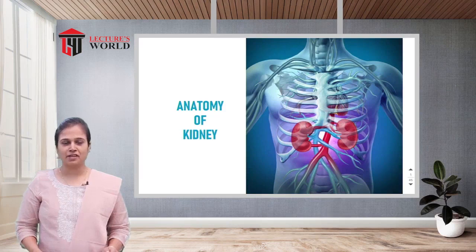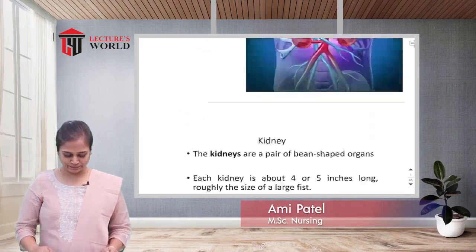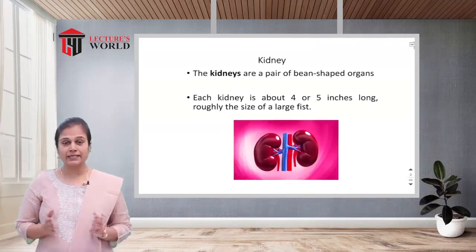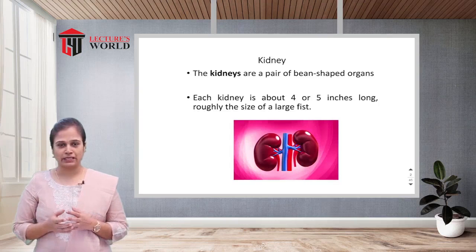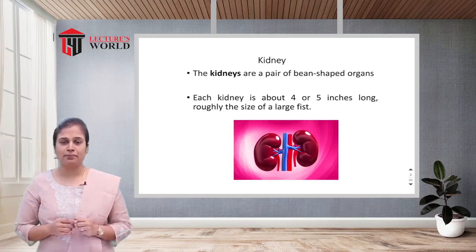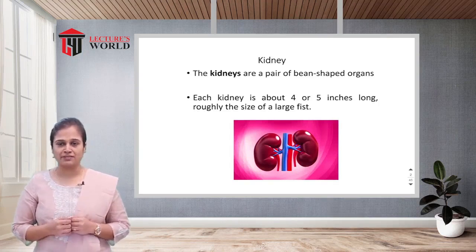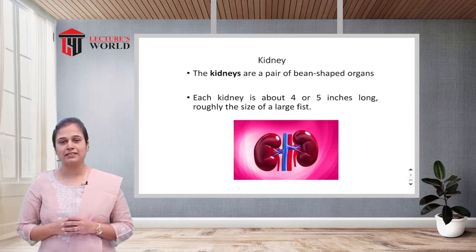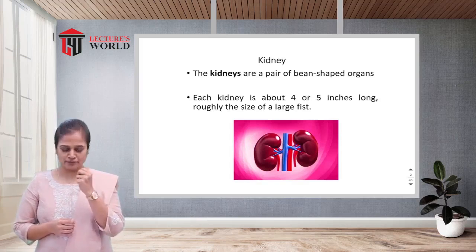In this session, we are going to learn about the anatomy of the kidney. Kidneys are a pair of bean-shaped organs. That means we have two kidneys and they are bean-shaped. Each kidney is about 4 to 5 inches long and roughly the size of a large fist. It is the size of our large fist.